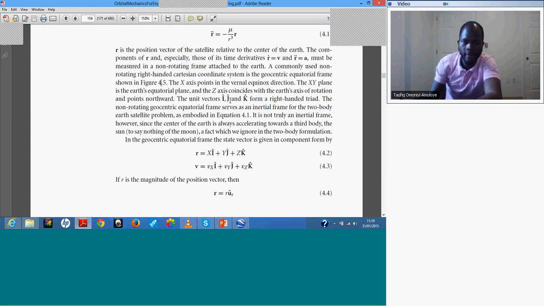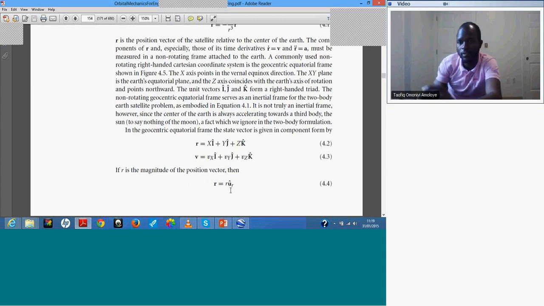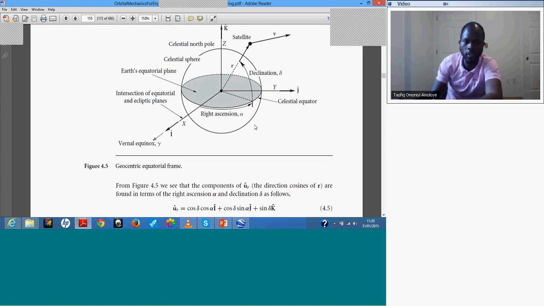If R is the magnitude of the position vector, then of course, using vector notation, we will have the position vector equal to the magnitude times the unit vector in the direction of the position. So from this figure, we see that the components of UR, the unit vector in the direction of R, are found in terms of the right ascension alpha and declination delta as follows.